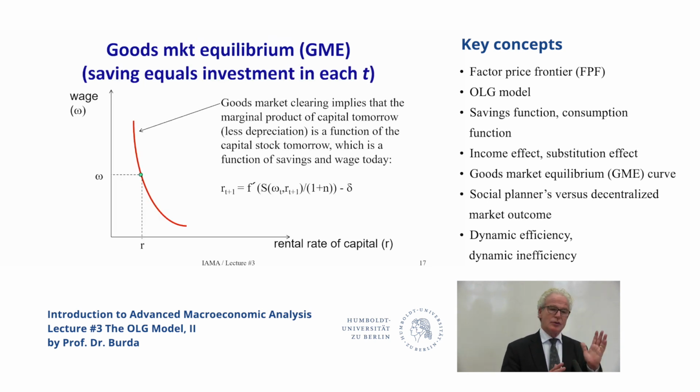So both of these can be expressed in the form of curves, and that's what I'm going to do right now. This is the goods market equilibrium curve. The other one we already drew. That was the FPF. So those two will presumably intersect somewhere. Okay, and that gives us a nice idea of where we're going.